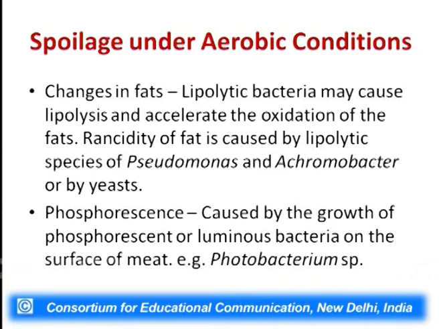Another kind of defect or spoilage of meat is phosphorescence. This phosphorescence is caused by the growth of luminous bacteria on the surface of meat, and an example of this kind of bacterium is Photobacterium.